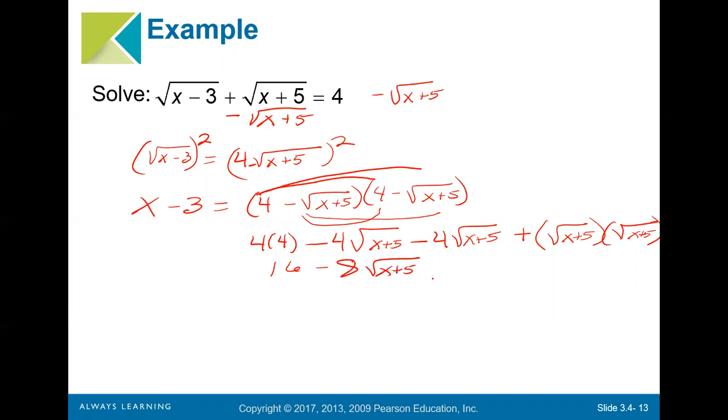And then this here, I'm going to do an extra step. That's the same as saying this squared. What happens to that square root squared? They undo each other.